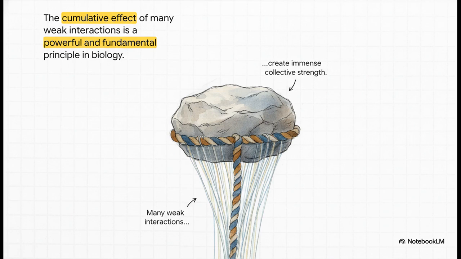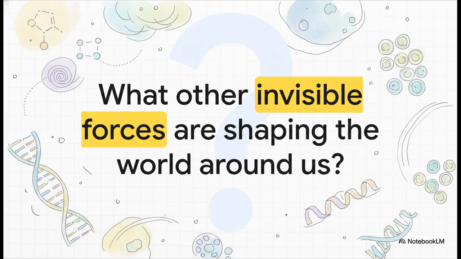So, the big takeaway from all of this is that strength in biology doesn't always come from these super powerful, rigid bonds. In fact, more often than not, it comes from the collective, dynamic, and adaptable power of countless weak interactions all working together in concert. It's just a beautiful example of how the smallest, weakest forces can combine to produce some of the most dramatic and incredible effects in the entire natural world.